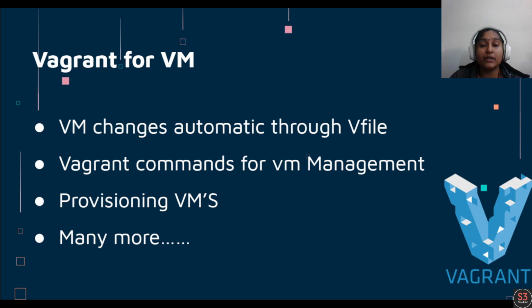We have Vagrant commands for VM management. We have commands like vagrant up, vagrant ssh, vagrant halt, vagrant destroy. Up means it will bring up the VM, then ssh is for login, and destroy is for removing the VM.